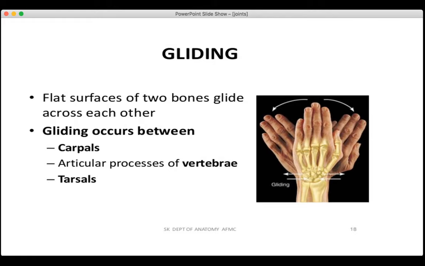The bones will glide over one another when you do this kind of movement. Okay, and in this way you can very easily understand what gliding movement is. And this shaking of the hand, I think which plane is it? Frontal plane, because this is a sideways movement, right? It happens in the frontal plane. So this is known as gliding.